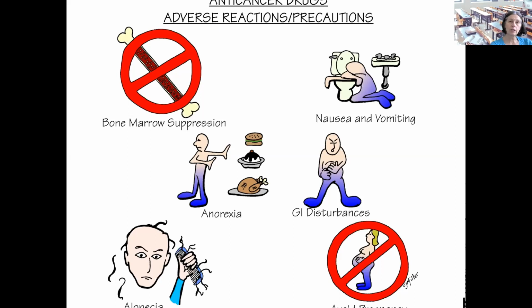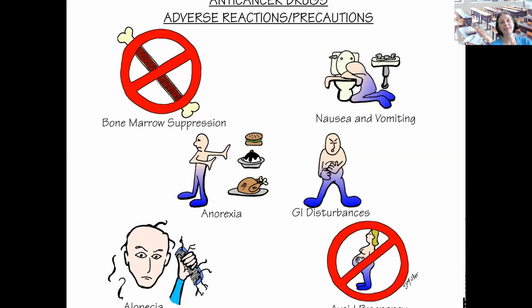Bone marrow suppression, again, white cell, red cell, and platelet reduction. Anorexia, where food doesn't taste good and they're just not hungry, but at a time they really need increased calories and increased protein. They may get GI disturbances, diarrhea, or constipation from these medications, hair loss, the alopecia.